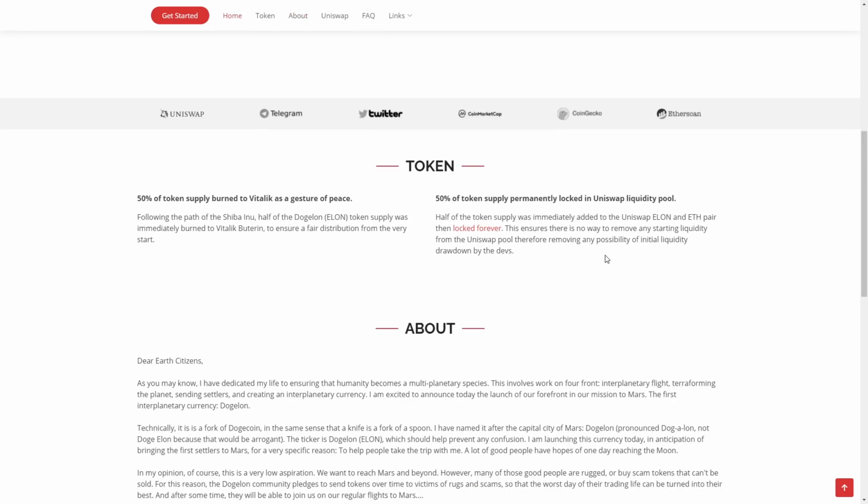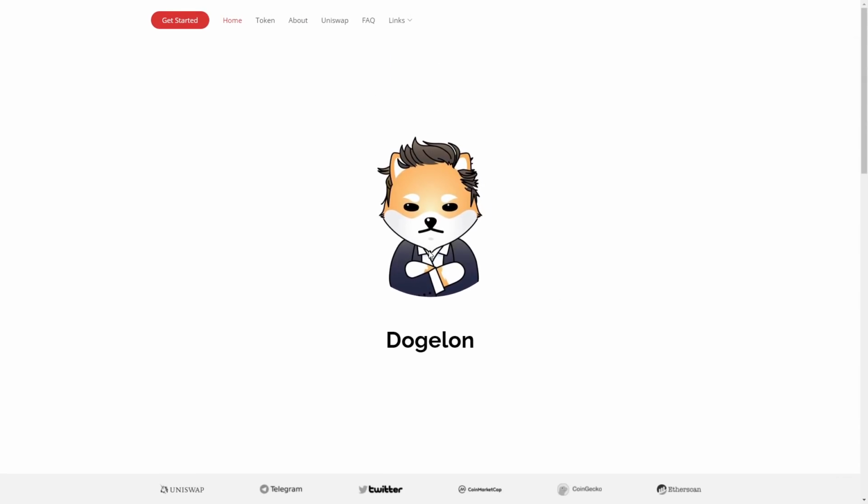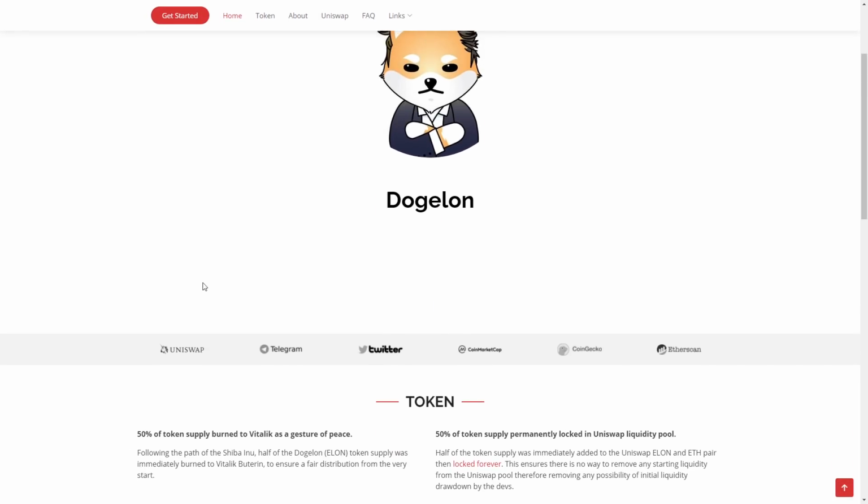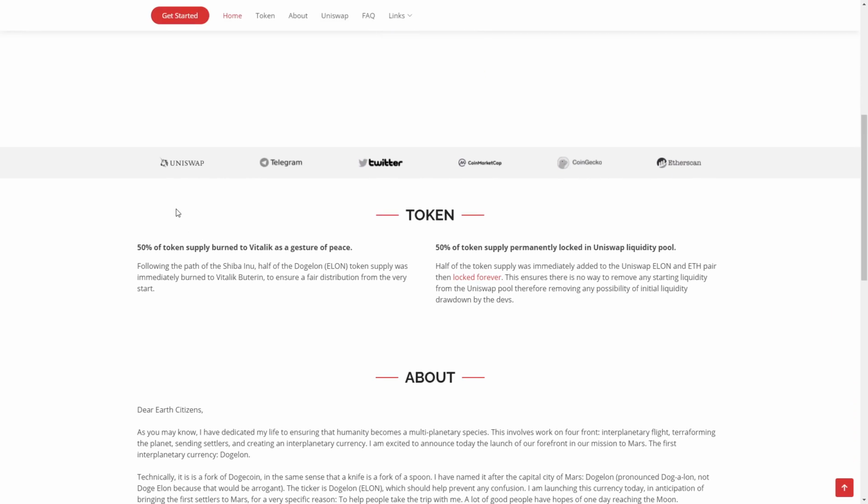Let's go and read what this coin is all about. So this is him. This is Dogelon. Look at him, see, he's so cute. It says here Uniswap, Telegram, Twitter, CoinMarketCap, CoinGecko, and Etherscan. So the token says 50% of token supply burned to Vitalik as a gesture of peace. Following the path of Shiba Inu, half of the Dogelon token supply was immediately burned to Vitalik Buterin to ensure a fair distribution from the start.